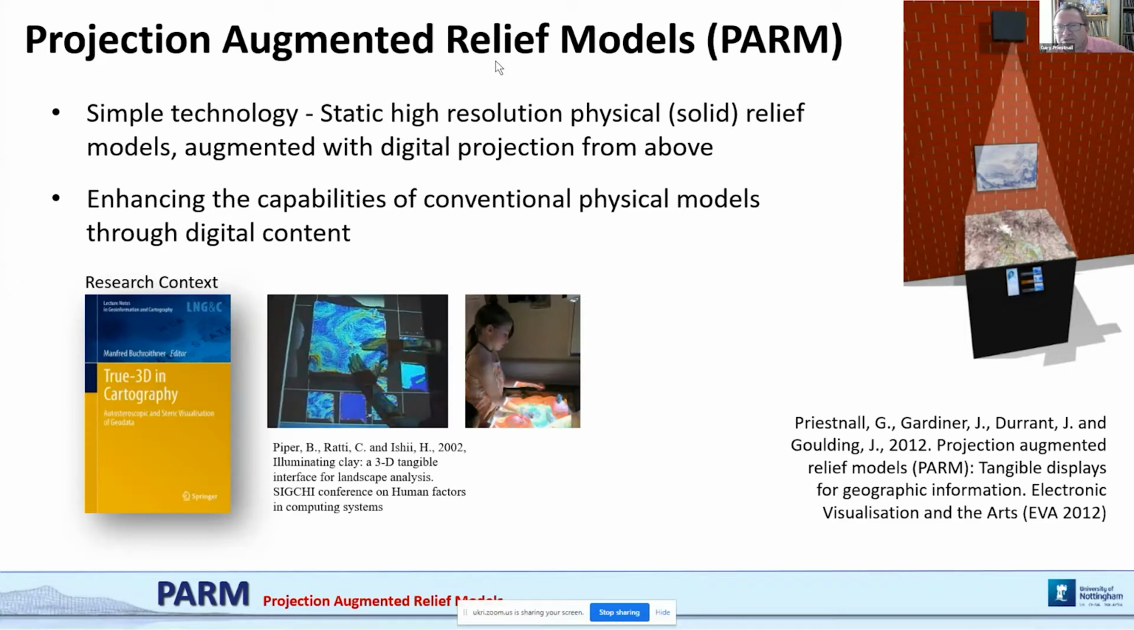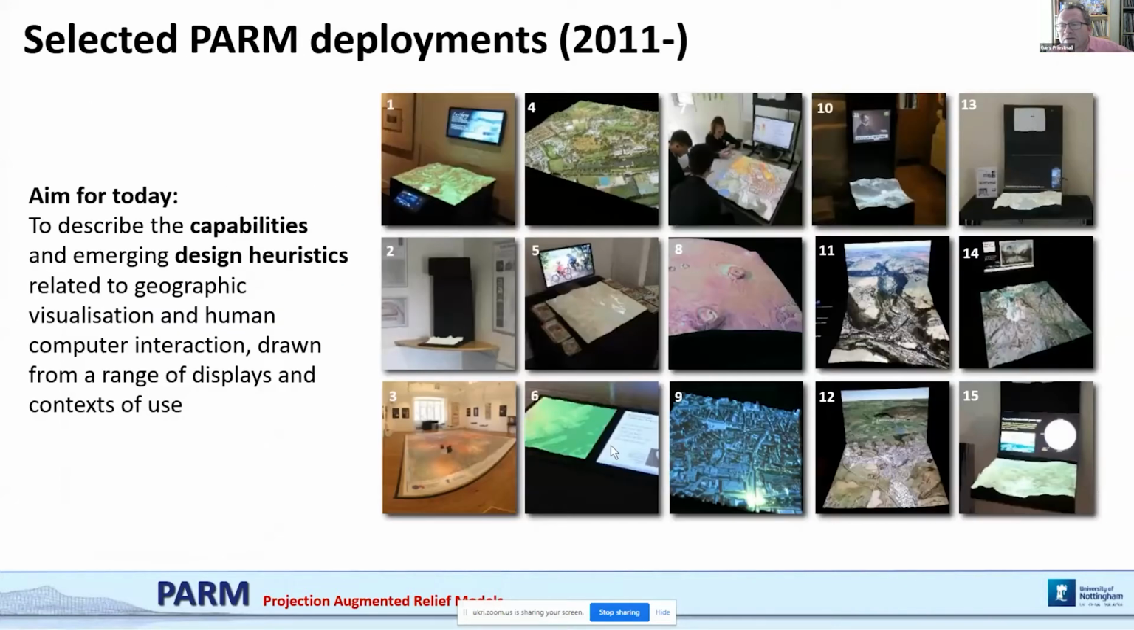So I'm just really talking about a geographically specific version of that technology, and I want today to run through some of my experiences in this. I've picked examples from around 15 displays over the last 10 years or so. So I want to talk about my experiences of the capabilities of this technique and some of the design heuristics that are emerging.